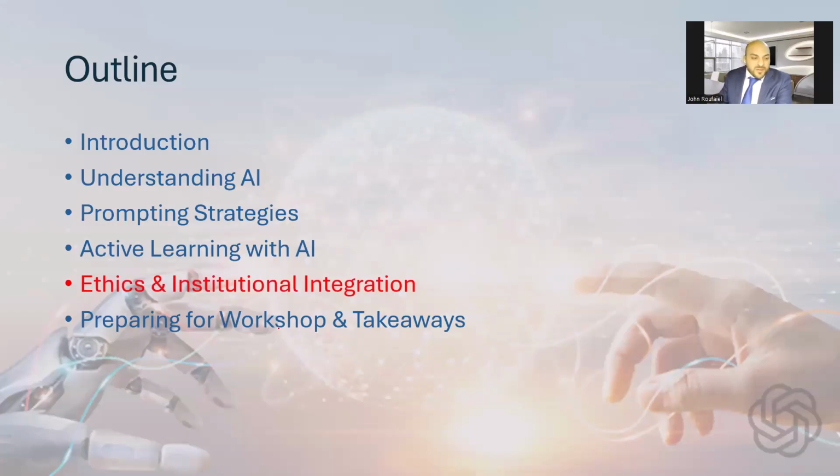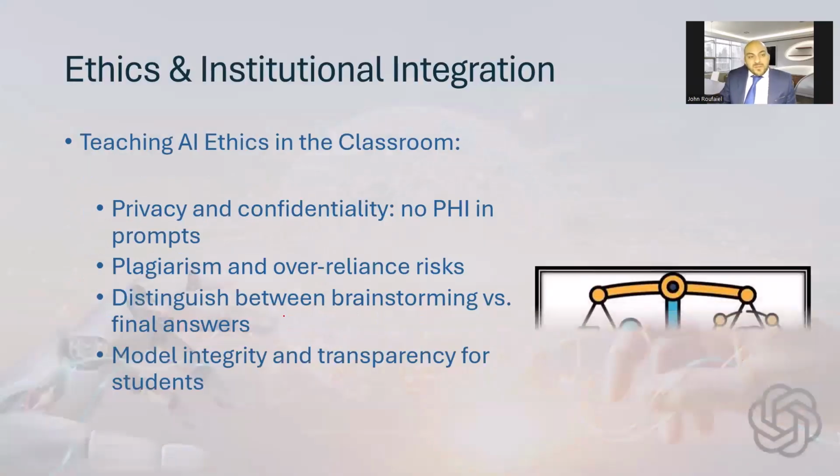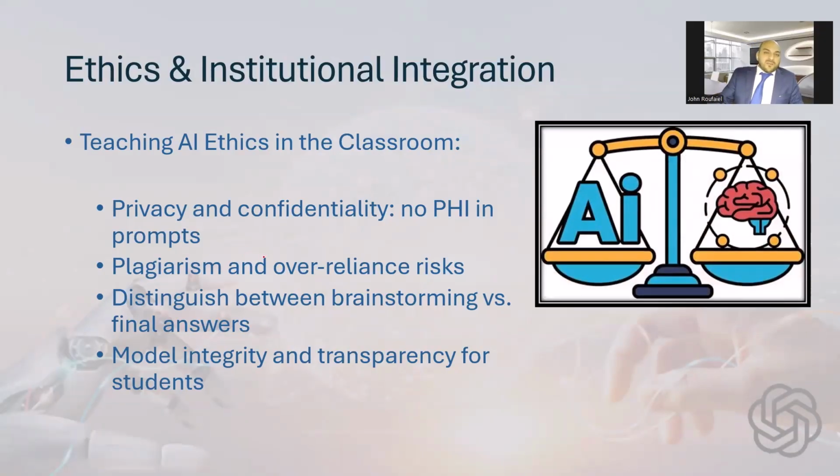Now that we've learned a little bit about how to use it, how to prompt into it, let's talk about the ethics. So we always say we have the ability to use it, but have we thought about should we use it? Right? We can, but should we? And how? So teaching AI ethics in the classroom, talking about privacy, confidentiality, no private health information. So you should not be copying somebody, let's say Jane Doe, first and last name and the age and where they live and everything, because all these things together can be their identifying information.